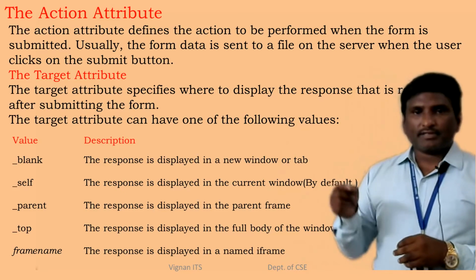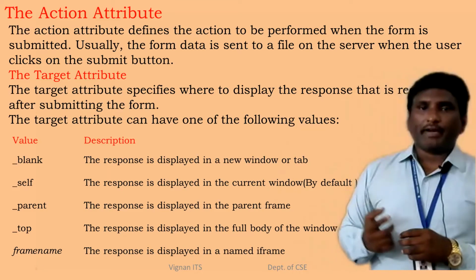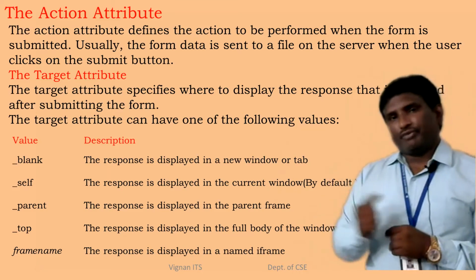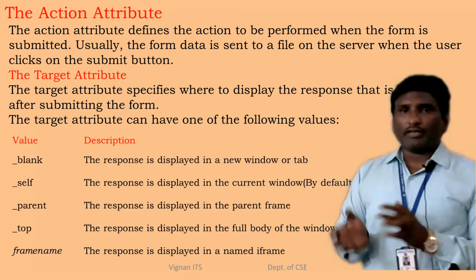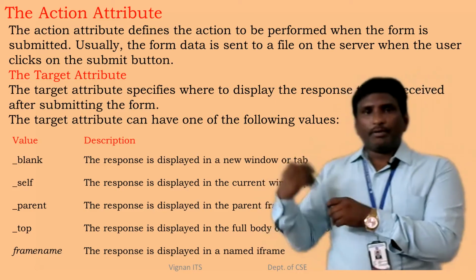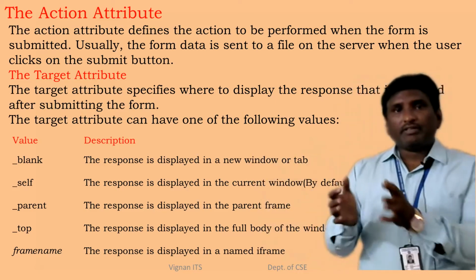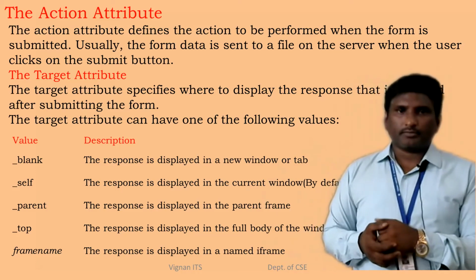Underscore parent, the response is displayed in the parent frame. Underscore top, the response is displayed in the full body of the window. And framename, it is displayed in the named frame. So whatever frame you give in the target attribute, the response will be sent there from the form action. Anyway, this is about the form action attribute.